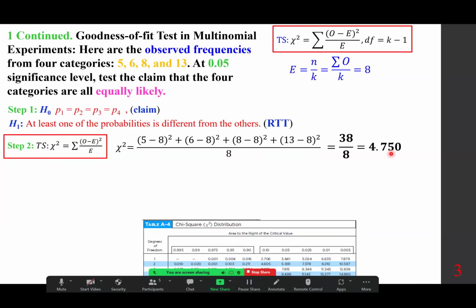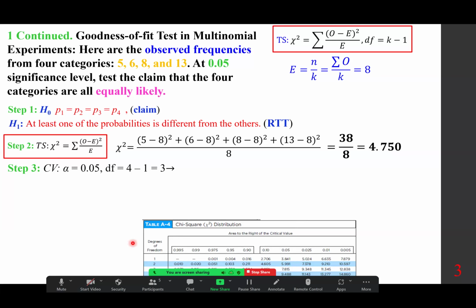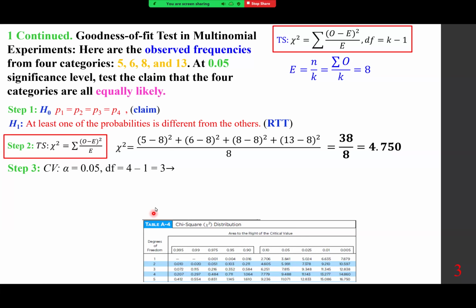The critical value comes from the choice of alpha and degrees of freedom. Alpha is 0.05, and degrees of freedom is 4 categories minus 1, or 3. And so from the chi-squared table, on the left column, you locate number 3.